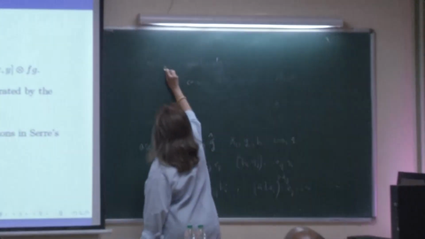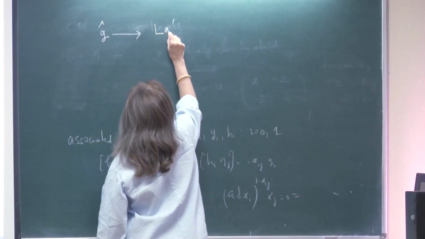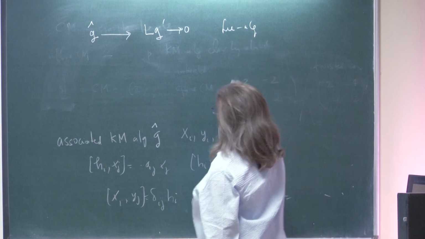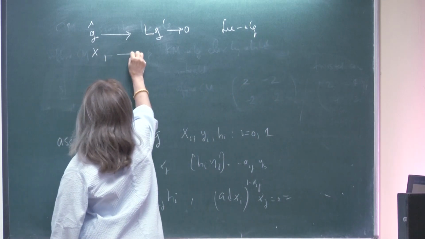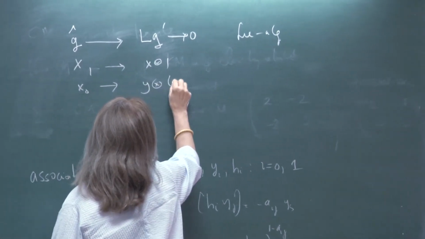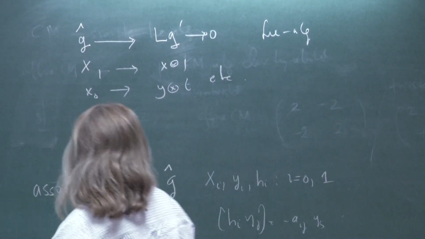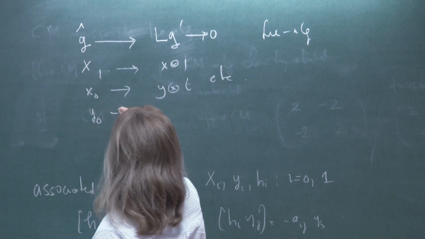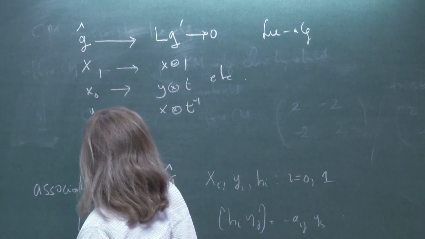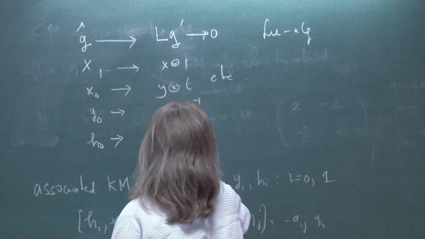Okay. So all this is telling me that I have a Lie algebra map from G hat to L of G, which is actually surjective. Okay, map of Lie algebras, which sends x1 to x tensor 1, x0 to y tensor t, etc. And I sent y0 to x tensor t inverse. And then this will force for me that h0, which is the commutator of x0 and y0, will go to minus H tensor 1.